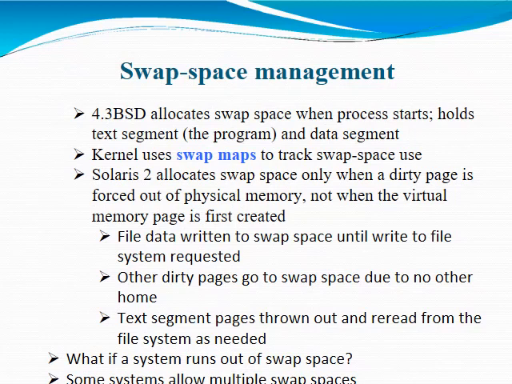Next we will see how we are going to manage the swap space. The kernel uses swap maps to track swap space use. In Solaris 2, it allocates the swap space only when a data page is forced out of physical memory, not when the virtual memory page is first created. So the file data is written to swap space until a write to the file system is requested. Otherwise the data pages go to swap space due to no other home space. So the text segment page is thrown out and reread from the file system as needed.